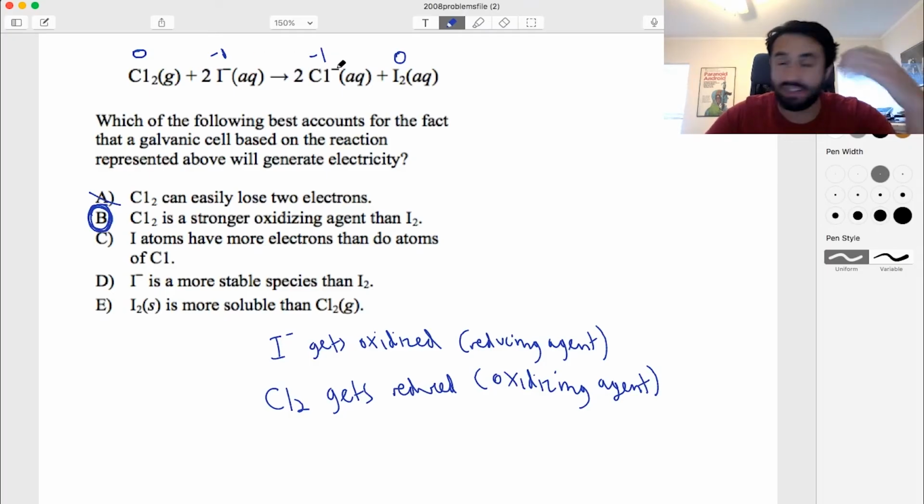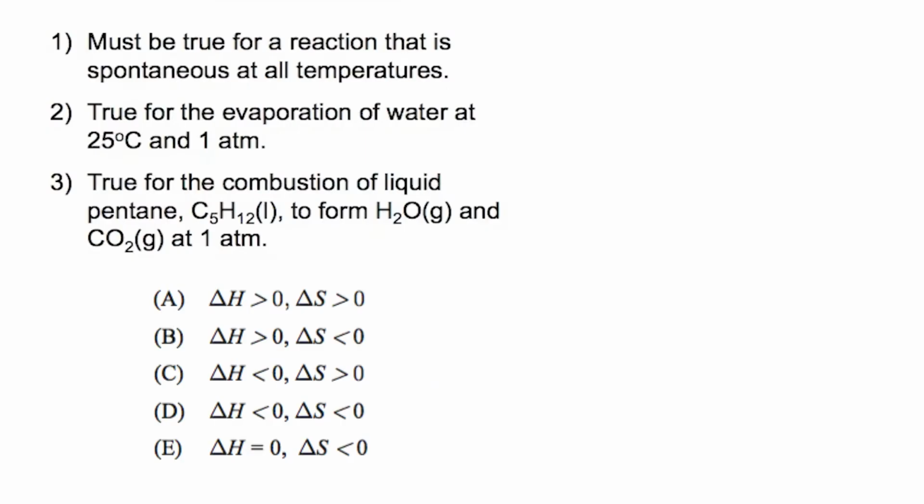This one is spontaneous, so this is more favorable because Cl2 is a stronger oxidizing agent than I2. If I2 were stronger, this would be going in the opposite direction. So this was a good one about just galvanic cells and making sure we understand the logic behind a galvanic cell.